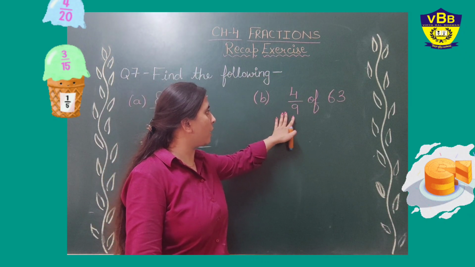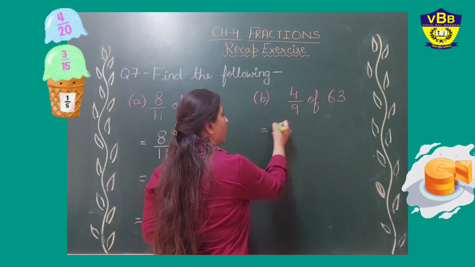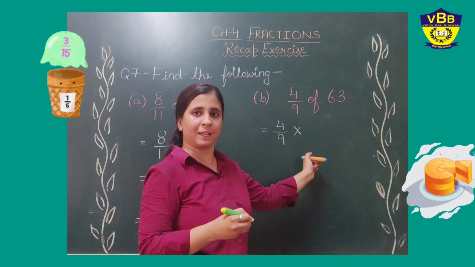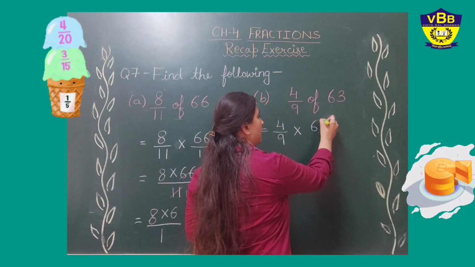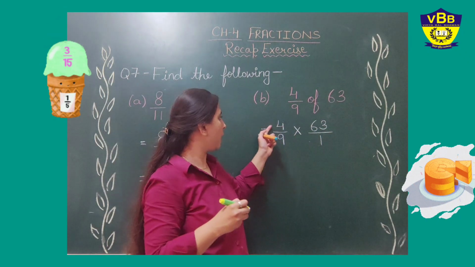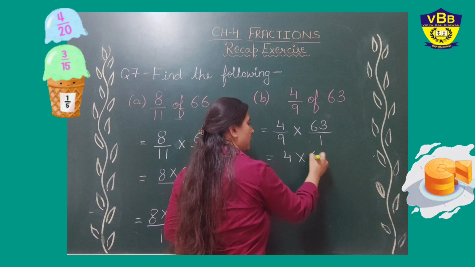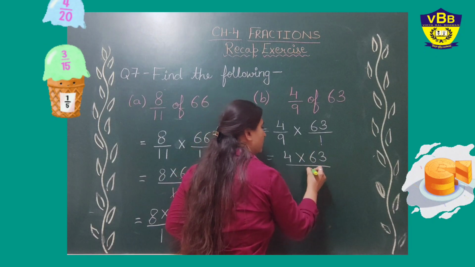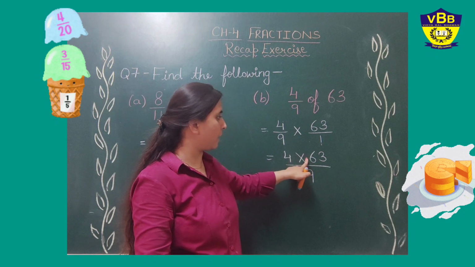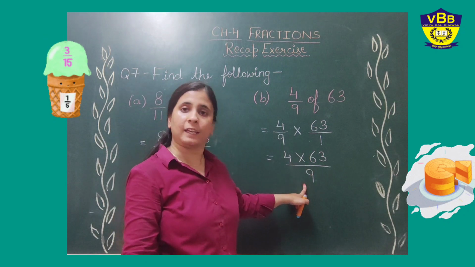It is 4 upon 9 of 63. So same steps. 4 upon 9 of becomes the symbol of multiplication. 63. Nothing is there below it. So write 1 as the denominator. Now write them as numerators are multiplied. 4 into 63, 9 into 1 is 9. Now again check. Can any number in the numerator be divided by the denominator? We can. 63 and 9 can be divided.